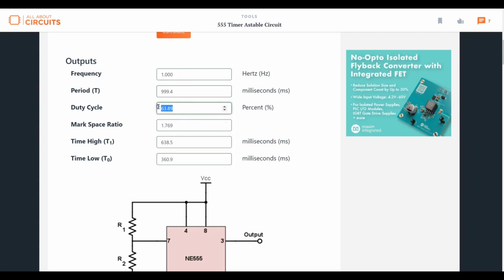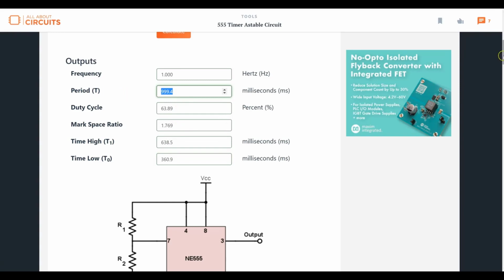So 63.89%, that's the duty cycle. In other words, like I was saying earlier, if you convert that into the amount of time it'll be high, it's basically 638.5 milliseconds, and the amount of time when it's low is 360.9. If you add these two values right here, you basically get this number right here.